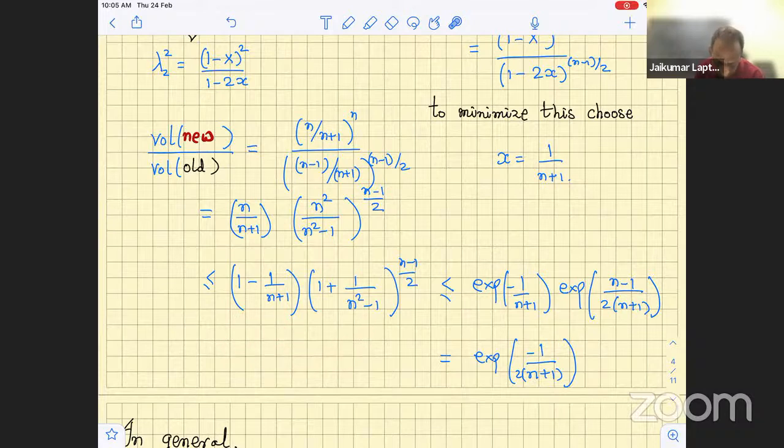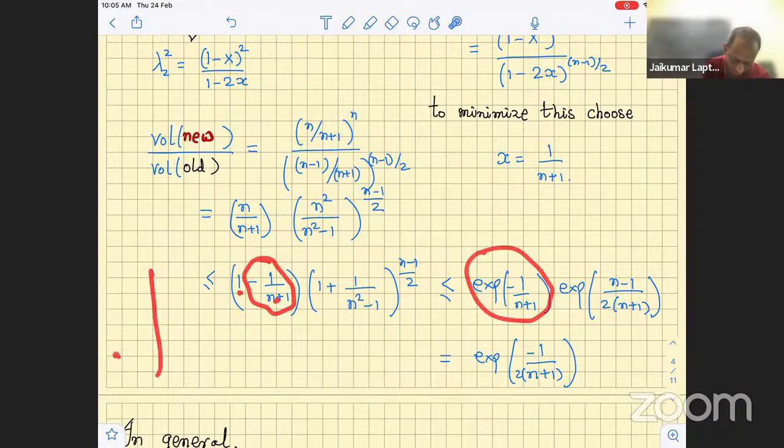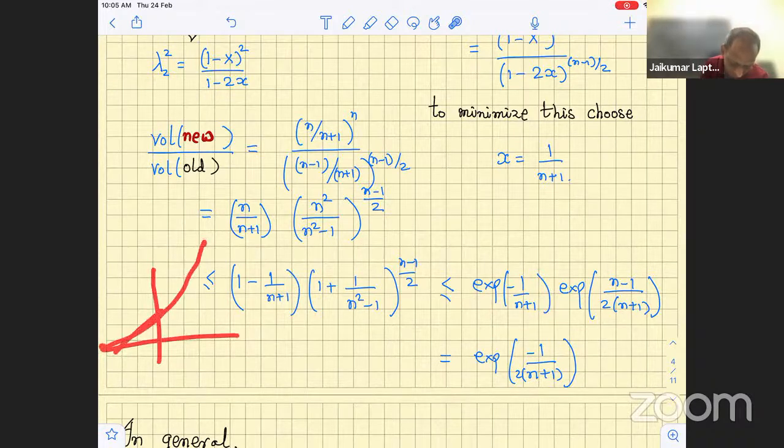So 1 minus 1 over n plus 1 is less than or equal to e to the minus 1 over n plus 1. 1 minus something is less than e to the minus that something. This is a standard inequality. e to the x is a curve like this, and 1 plus x is a line, and this line is tangential to e to the x. So 1 plus x is, yeah, what did I say?